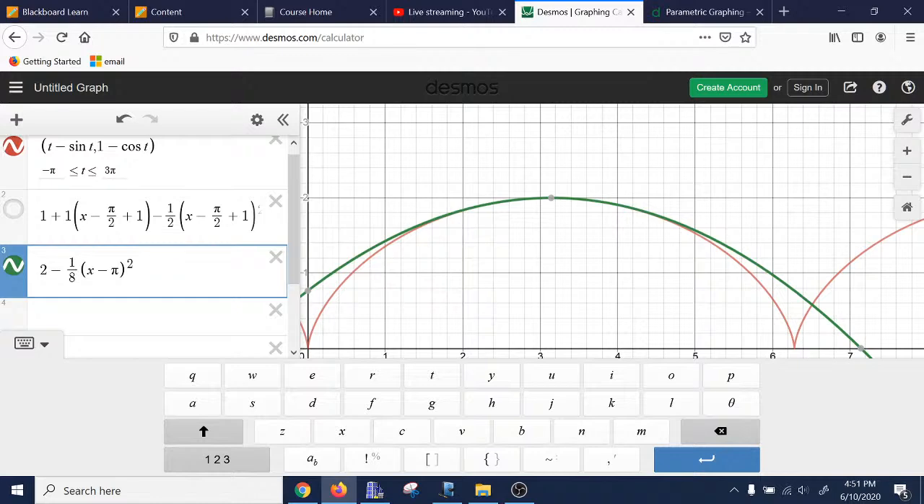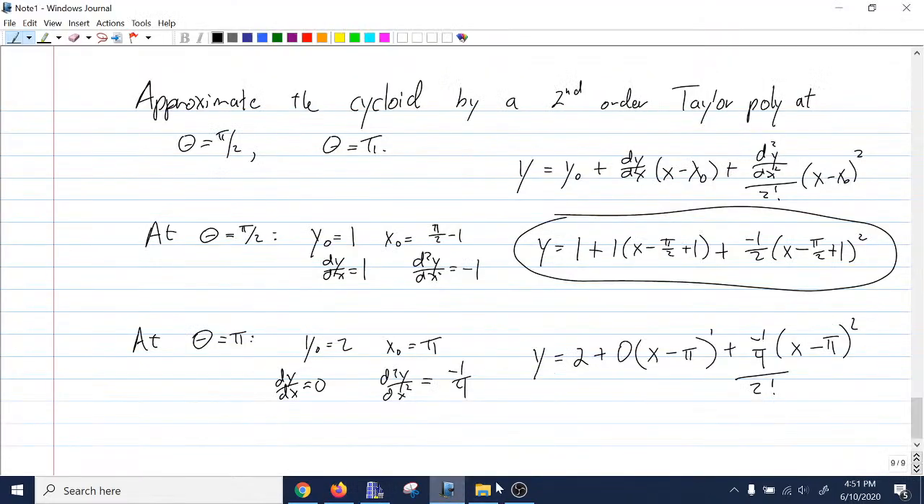Cool. What else can we do? Oh, here's a good question. How do I find the area under the curve? That's a thing that we learned how to do in calculus. We should be able to do that with these guys too.